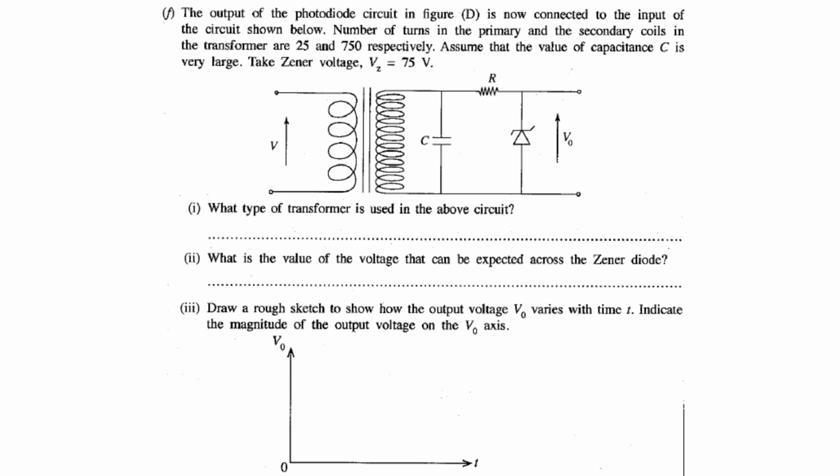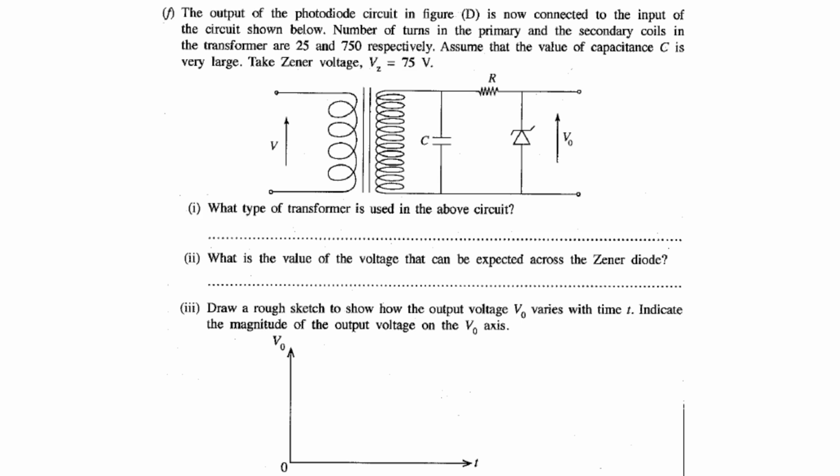Now the output of the photodiode circuit in the figure is connected to the input of the circuit shown below. The numbers of turns in the primary and secondary coils in the transformer are 25 and 750 respectively. Assume that the value of capacitance C is very large. Take the Zener voltage V as 75 volts.